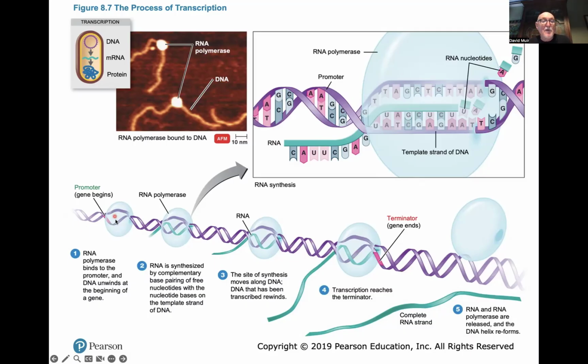So what do we have? We have an initiation of transcription. Then we have an elongation period when the RNA transcript is elongated. And then we have a termination when the RNA polymerase is kicked off and the messenger RNA is released for the next set of processes to occur.